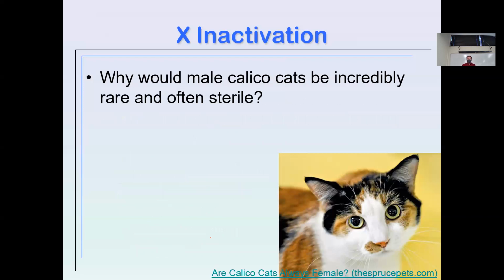So it's pretty rare that you're going to have that chromosomal disorder in a male calico cat. It's a rare occurrence, and it's even more rare that they're actually going to be able to produce viable gametes, because they've got the wrong number of chromosomes.